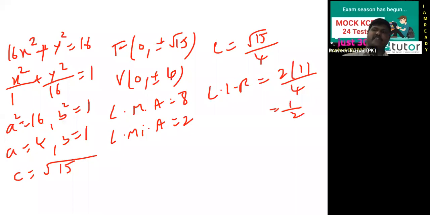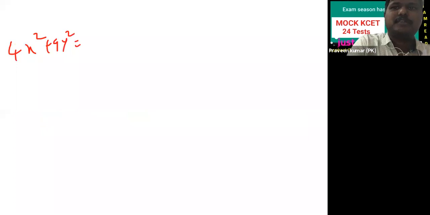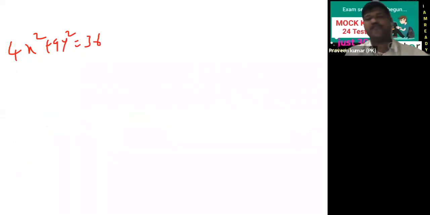I hope everyone is following the questions and answers very nicely. Yes or no? Yes, good. Next question. Yes, next question. 4x square plus 9y square equal to 36. This is the last question of this model. Do it, everyone.